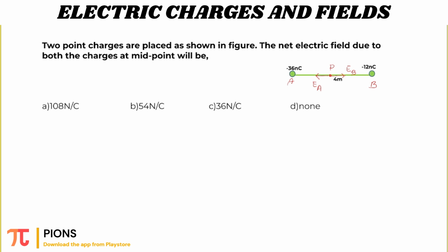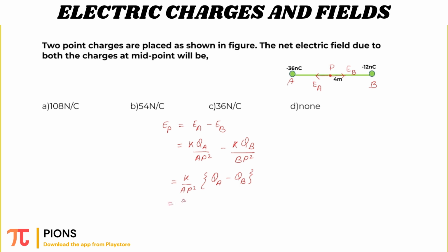And since the angle between them is 180 degree, the net field at P will be equal to EA minus EB. And EA is nothing but K charge on A whole divided by separation, which is AP square, minus K charge on B whole divided by BP square. Now what's common in both? Common in both is K, and AP and BP are equal because it's a midpoint. So let's call it as K upon AP square is common out. We are left with charge on A minus charge on B.